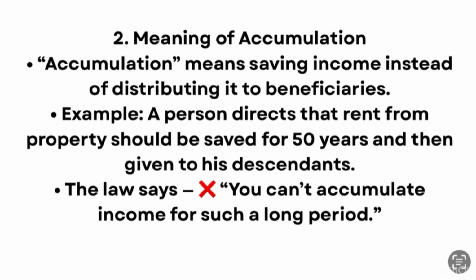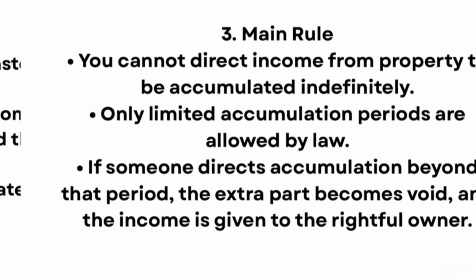Accumulation means that instead of distributing income to the beneficiary, you save it for a certain period of time. A certain period of time means not 20 or 25 years. How many years we can accumulate it, I will explain in the next slide.